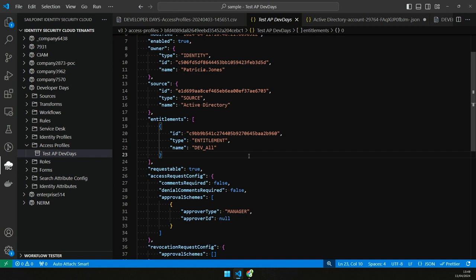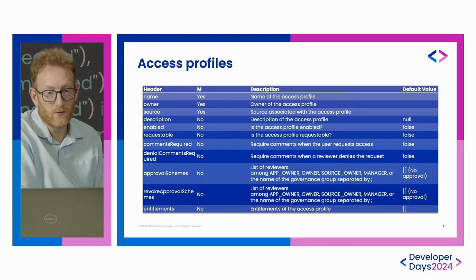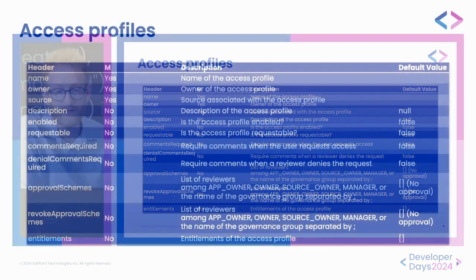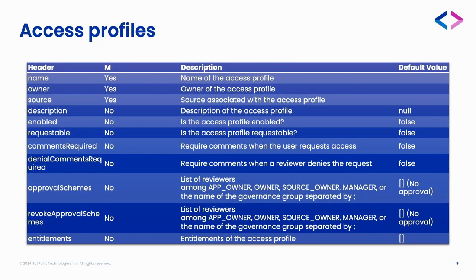Okay. So that was regarding the access profiles. I put here the list of columns that are supported and the ones that are mandatory, the default value for the non-required columns, and a short description, especially around the approval scheme. For access profile, you can have app owner, source owner, manager for the approval scheme that you can use. This table is already present in the README, so it's just a screenshot of the README that is present in the extension.